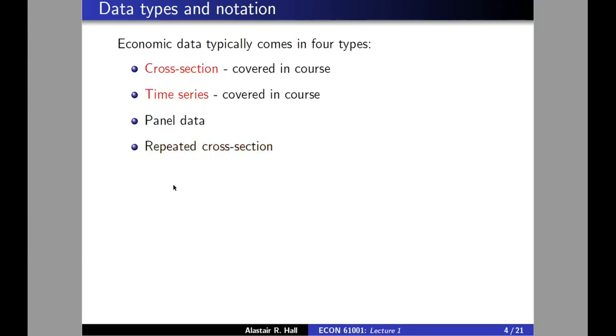In this course, we're going to focus on the first two. Those of you who are going to take Econ 60052, the microeconometrics class, in the second semester, will study the types of econometric techniques used with panel data and repeated cross-section data. Now, some of our analysis will be generic, but for other parts of the discussion, the data context will matter. And so in those circumstances, I'm going to emphasize the type of data in our notation.